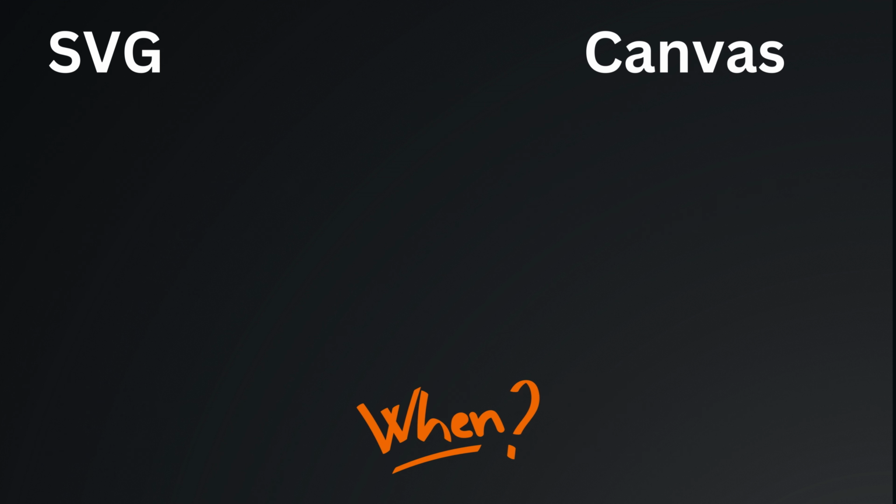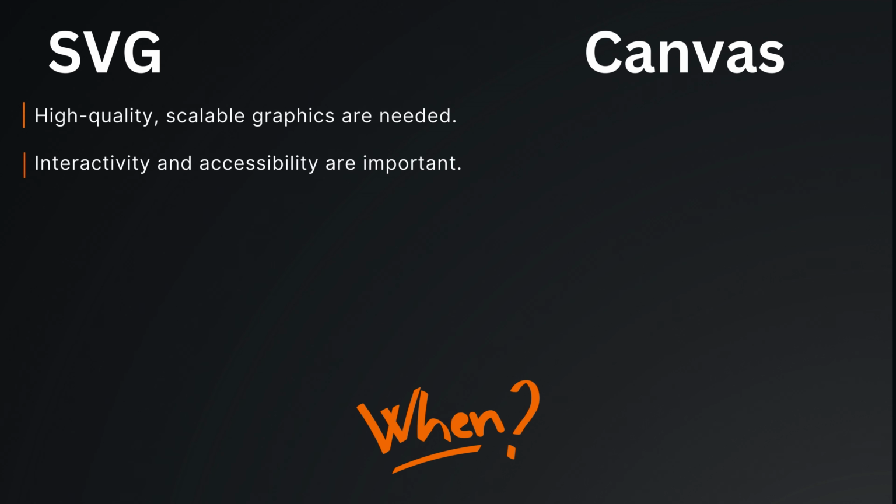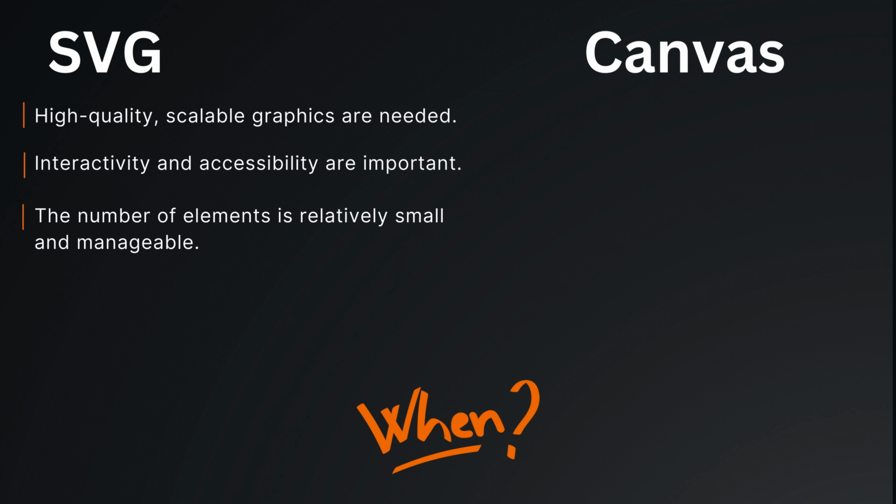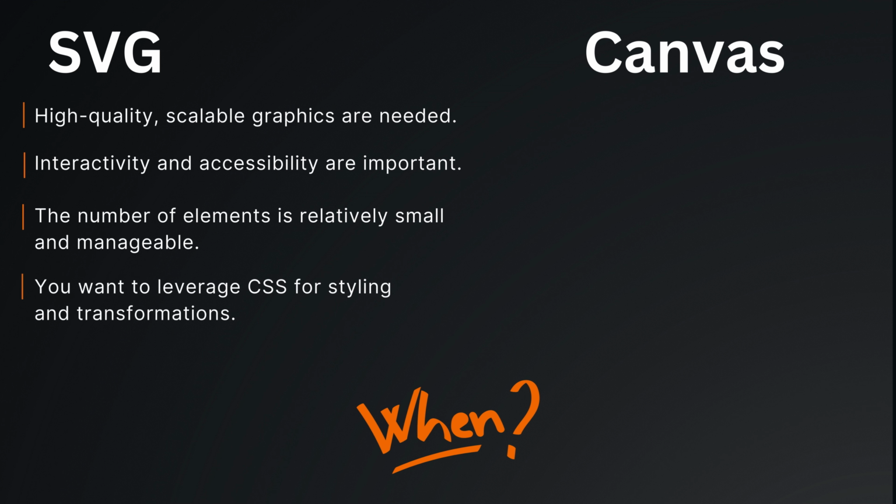When to use SVG? When high quality, scalable graphics are needed. Interactivity and accessibility are important. The number of elements is relatively small and manageable. You want to leverage CSS for styling and transformations.